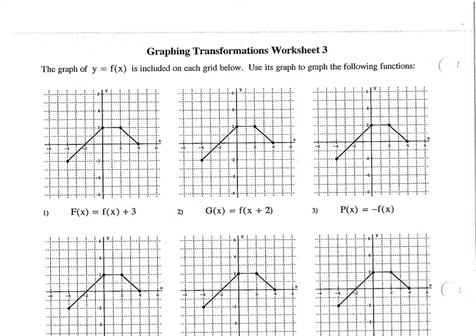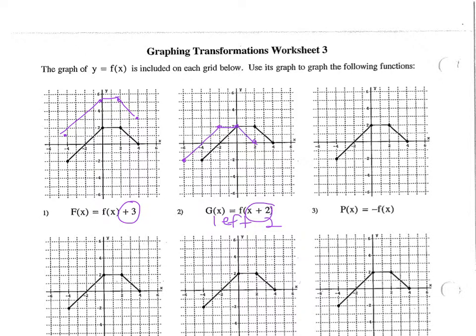So for the first one, f of x is already on my paper, and this plus 3 here tells me that I'm going to shift all of those points up 3. Connect my dots, and I'm done. The next one, the x plus 2, is on the inside, which tells me that I'm going to move it left 2. So I'm just going to take all the points that I see and move them left 2. The y does not change.